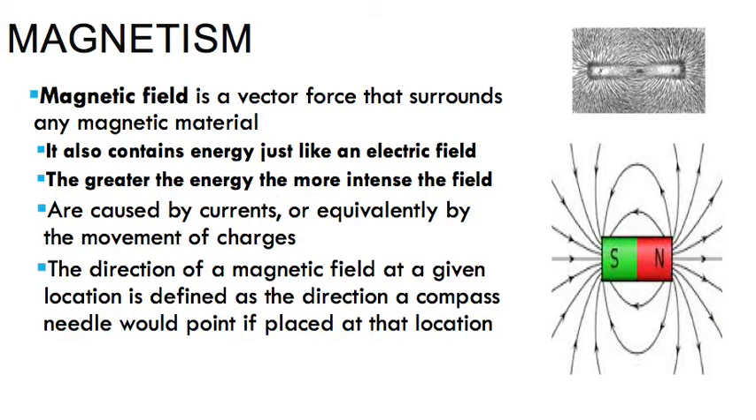Magnetic fields can be caused by currents or by the movement of electrical charges as well. It doesn't have to just be a bar magnet. And then the direction of the magnetic field at a given location is going to be defined as the direction a compass would point if it was placed at that location, right? And we're going to draw the field lines pointing towards the south end of a magnet. So with this bar magnet here, it's going to point towards south, right?